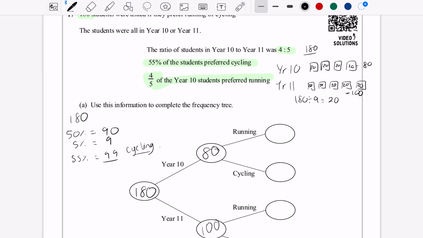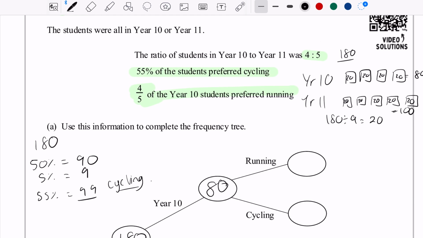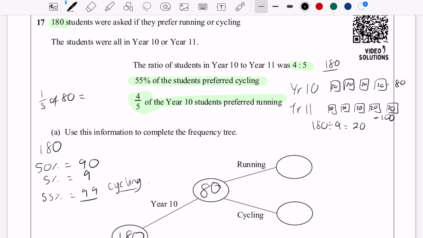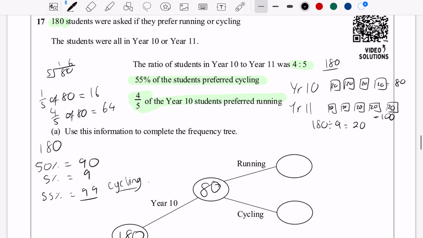Right. And then we've got 4/5 of the year 10 students prefer running. Now we know there are 80 year 10 students, so 1/5 of 80, dividing it by 5, so I have to get our bus stop out, is 16. We want 4/5 preferred running, so 4/5 of 80, times that by 4, is 64. You could obviously write a multiplication out. Okay, so 64 preferred running, which means that 16 preferred cycling.